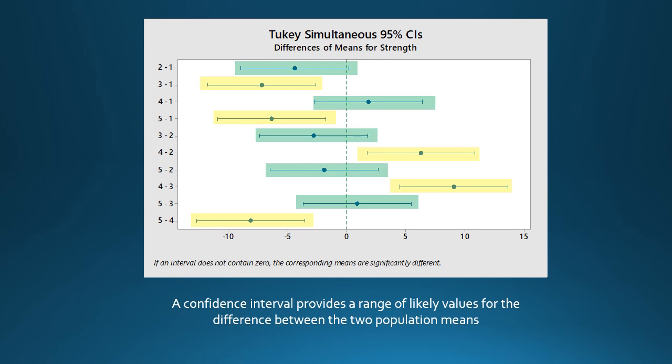Because the corresponding confidence intervals do not contain 0, we would reject the null hypothesis and conclude that the strengths are different for the following pairs: supplier 3 and 1, 5 and 1, 4 and 2, 4 and 3, and 5 and 4.